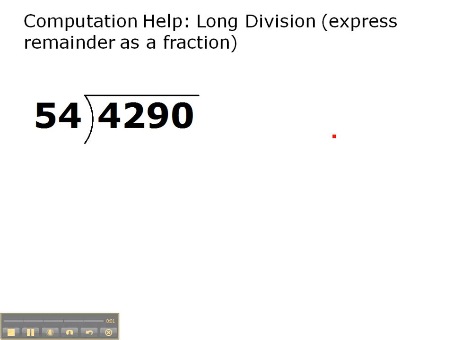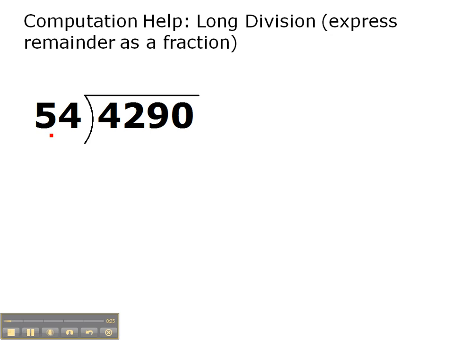This computation help video will help you with long division where we want to express our remainder as a fraction. Okay, we have 4,290 divided by 54. So our dividend is 4,290. Our divisor is 54. And we're going to solve for our quotient.